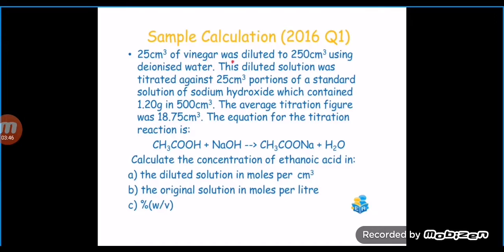So it says 25 centimetres cubed of vinegar was diluted to 250 centimetres cubed using deionized water. This diluted solution was titrated against 25 centimetre cubed portions of a standard solution of sodium hydroxide, which contained 1.2 grams in 500 centimetres cubed. The average titration figure was 18.5 centimetres cubed. The equation for the titration reaction is as follows, and it asks you to calculate the concentration of the ethanoic acid in the diluted solution in moles per litre, in the original solution in moles per litre, and in percentage weight per volume. So we're going to do this by first principles.